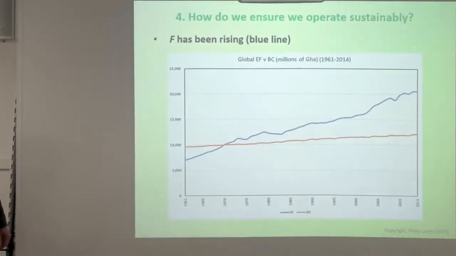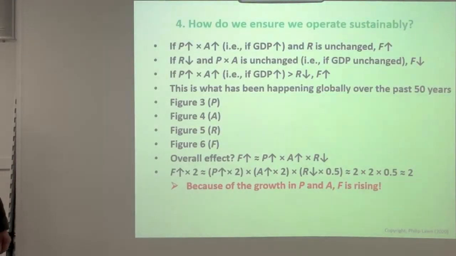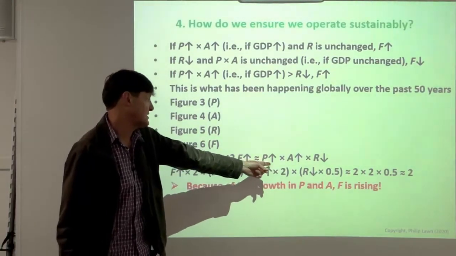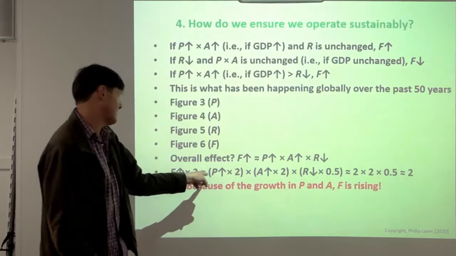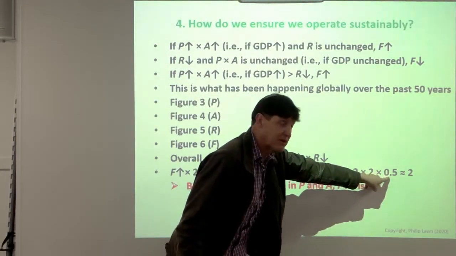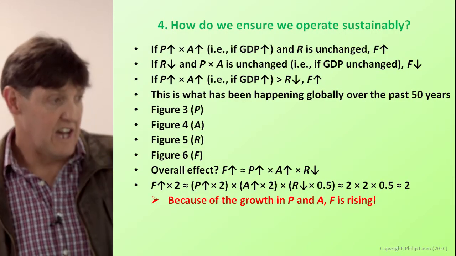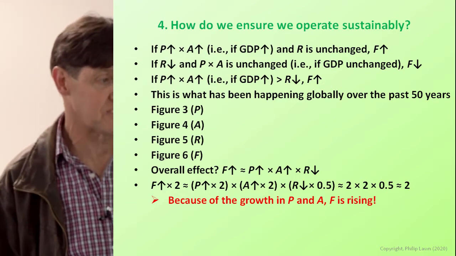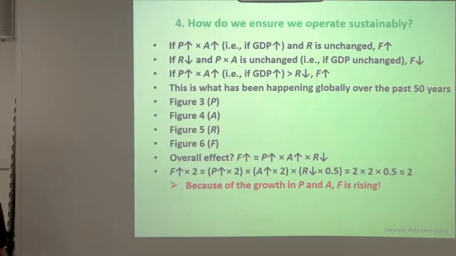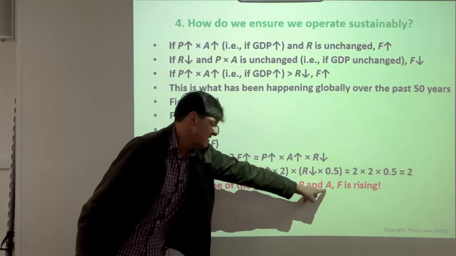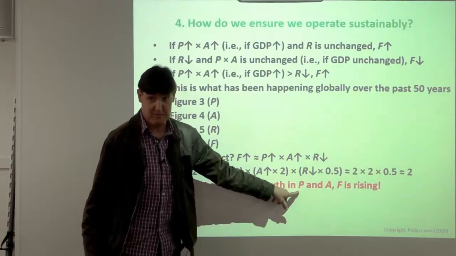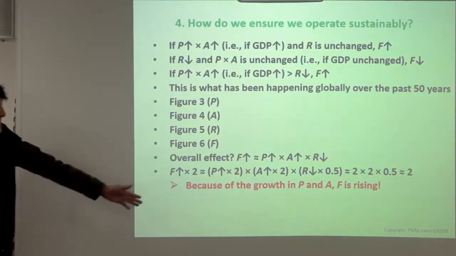And I'll just make sure I didn't leave something. So yeah, the overall effect, F has gone up because P has gone up, A has gone up, R's gone down. So it's 2 times 0.5 is 2. So F has gone up twofold. Because of the growth in P and A, F is rising. So it's growth. So we might be using resources technically more efficiently, but growth, and it's not just per capita GDP, it's population. Population's the key. In fact, if population had been what it was in 1961, in 2014 it would have been 1 times 2 times half, which would have been 1.